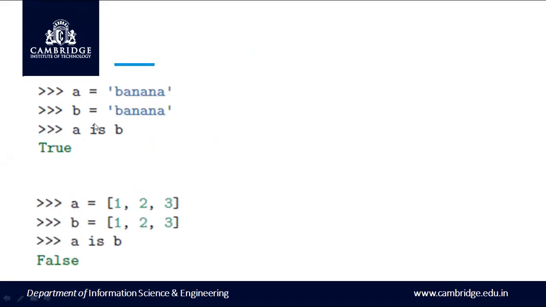So when we use the is operator, you can see here for the strings, A has the string banana and B has the string banana. When the is operator is used, it returns true.